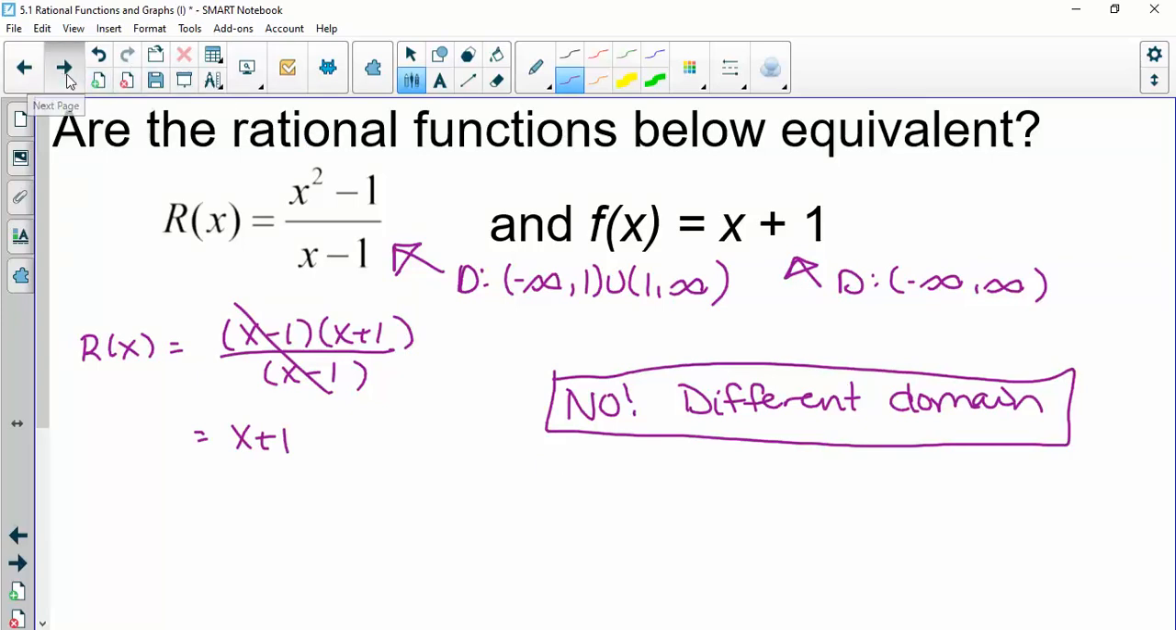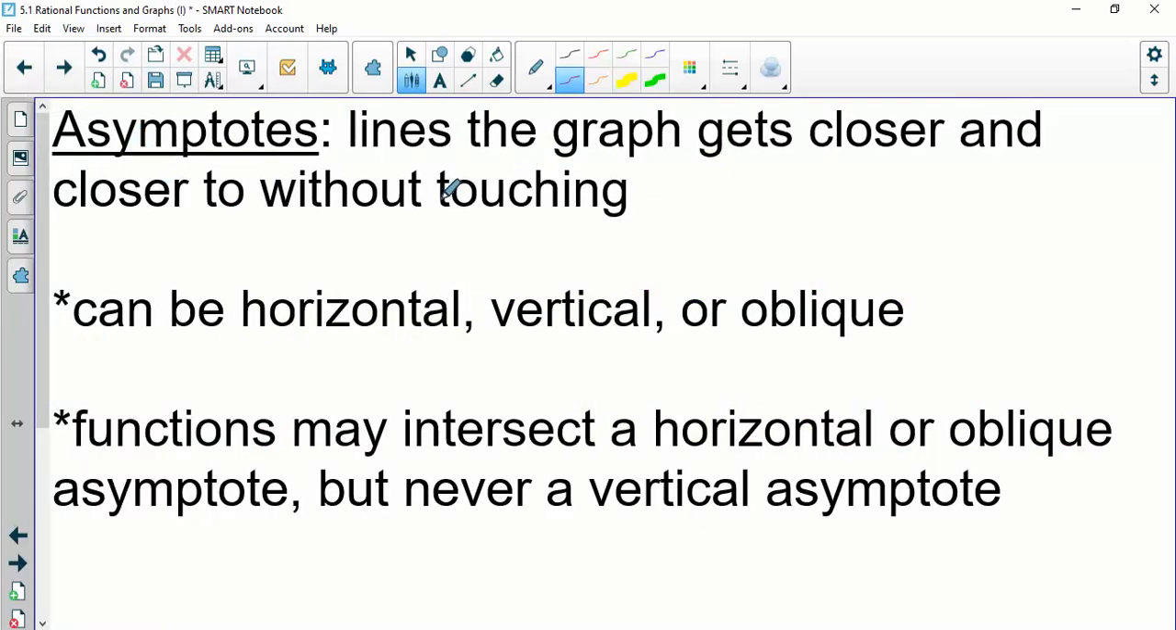All right. Next feature we need to talk about. We talked about domain. Asymptotes. Those are lines that you are getting close to without touching. There's actually 3 different types: horizontal asymptotes, vertical asymptotes, or oblique. Sometimes oblique is referred to as slant asymptotes, just depending on the textbook you're looking at. So we all know horizontal, that's a horizontal line. Vertical is a vertical line. What do you think oblique would mean? Yeah, any other line is called an oblique.